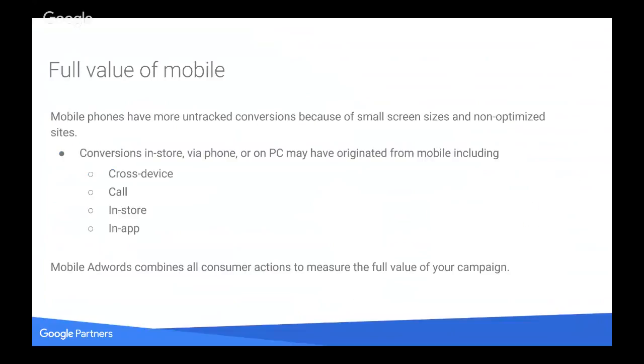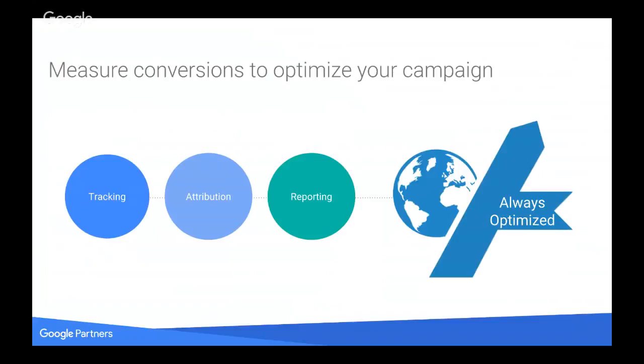A lot of common conversion actions that are missed out here could be cross-device conversions, call conversions. For example, when someone sees your ad, clicks on it, and eventually tries to call your business. Now, this could be a conversion action that's not being accounted for, as well as in-store or in-app conversions. And this is when having to measure your conversions to optimize your campaigns really comes into play.